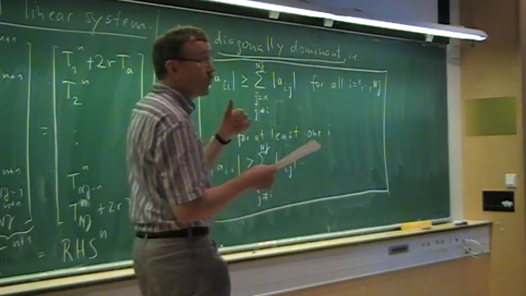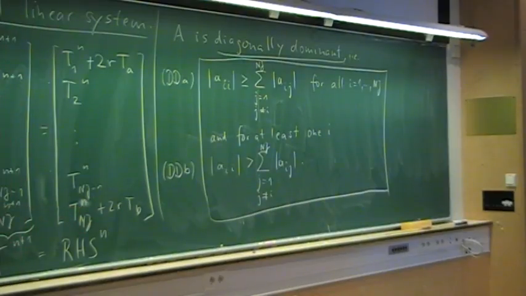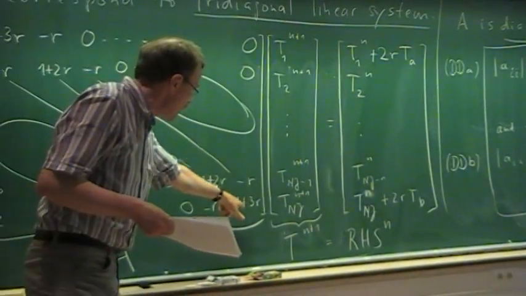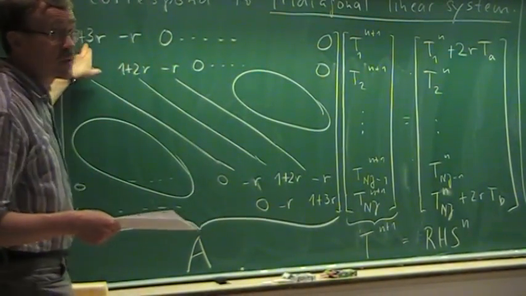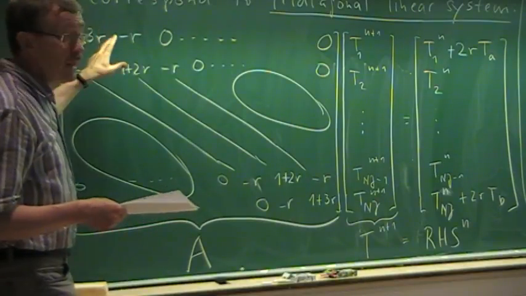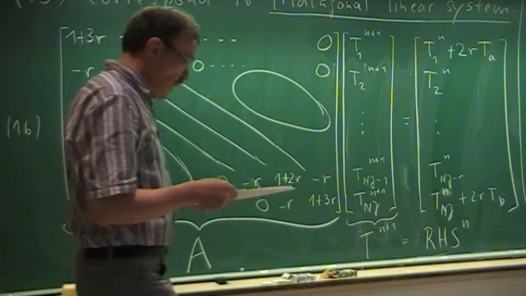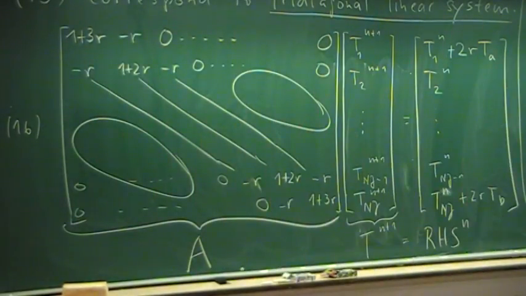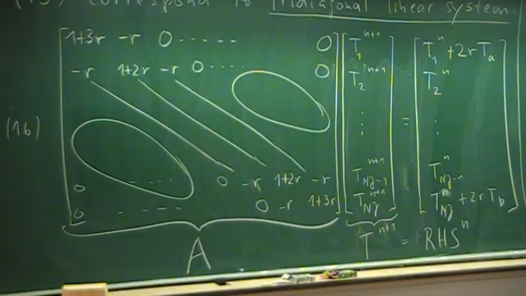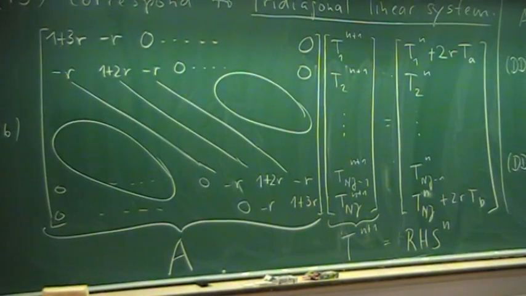It is enough to have it fulfilled for one i. In our case, it is fulfilled for all, because also in the last row, we have a similar situation as in the first one. So clearly, our matrix is diagonally dominant. If we have this property, we can use a very nice algorithm, and that is, as you probably know, the Thomas algorithm or the TDMA.